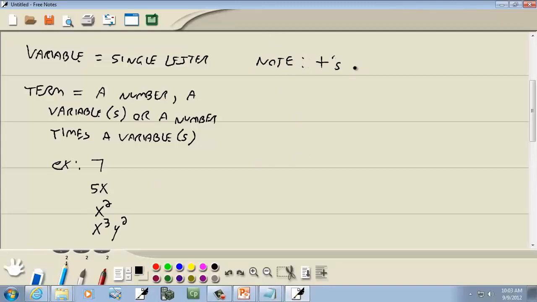Let me put a note on that. Pluses or minuses separate terms. That's how you can tell when you come across a new term.